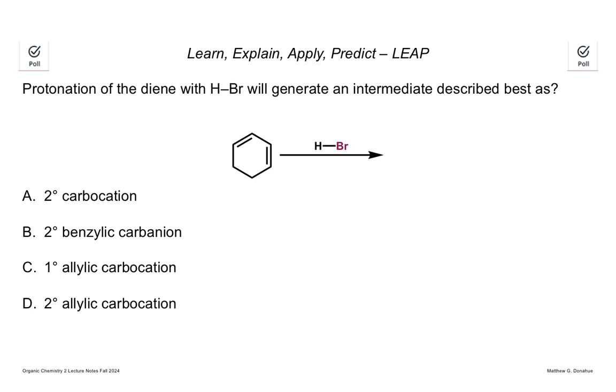So let's generalize this now. And so I'll highlight in red those are the 4 atoms we're concerned with. In the prior case, we were just looking at that, but now we've taken the terminal atoms, we've tied them together in a ring. Sort of the same analysis is going to be at play. Protonation of the diene with HBr will generate an intermediate best described as what?